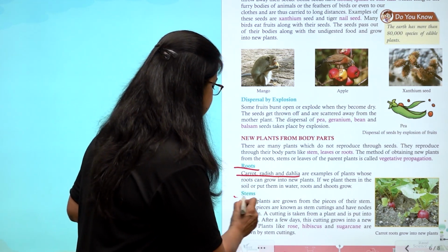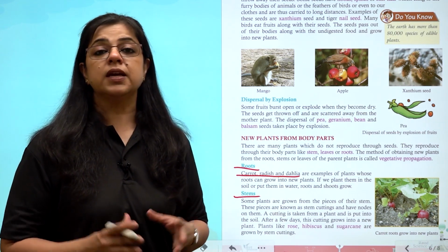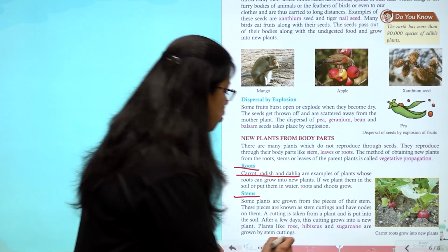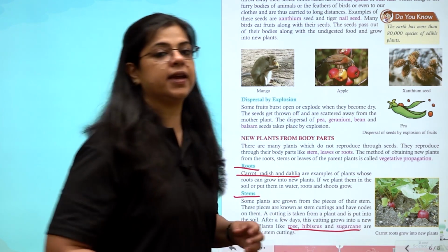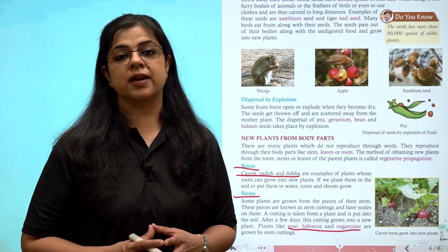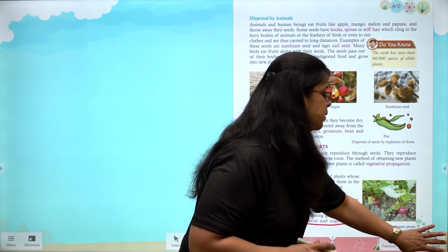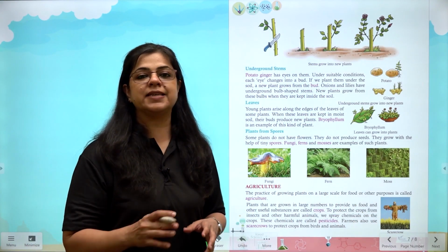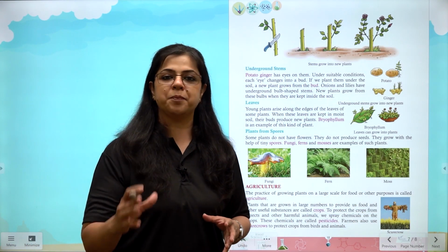The second category is stem. Some plants such as rose, hibiscus and sugarcane can grow into new plants by stem cutting. But the stem cutting has to be planted at the right season depending on the different plants.